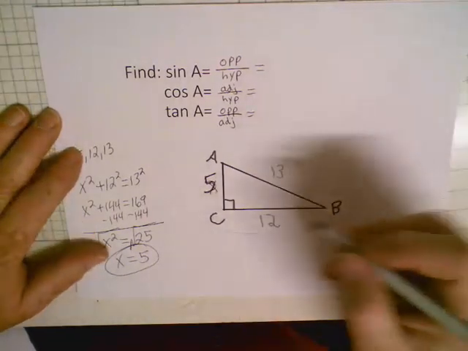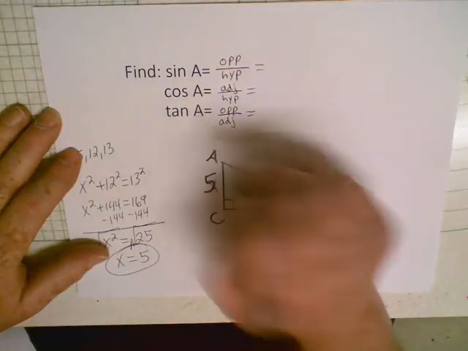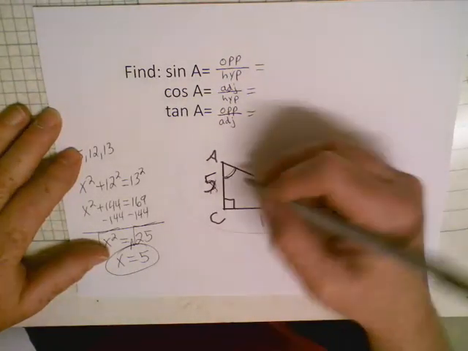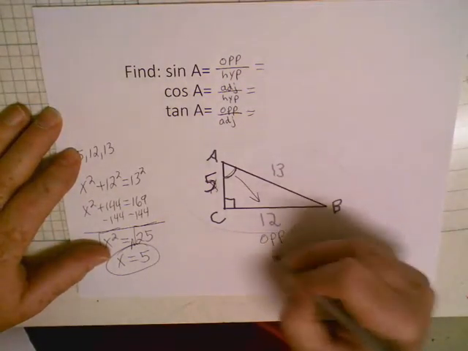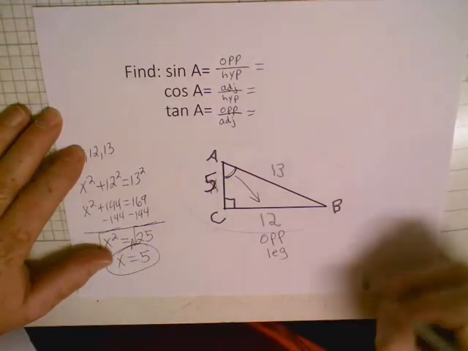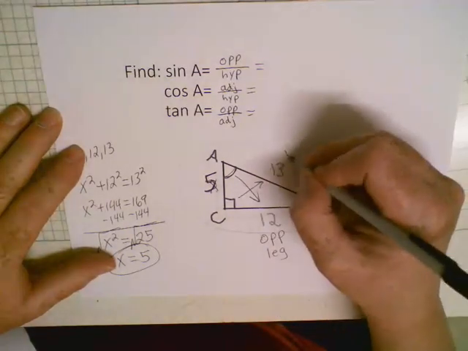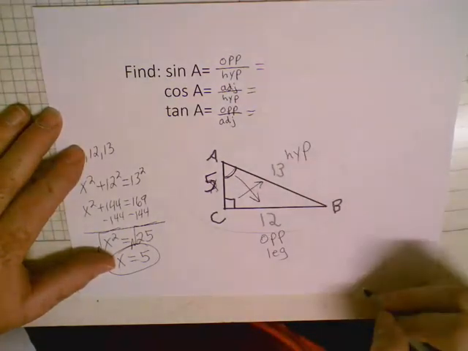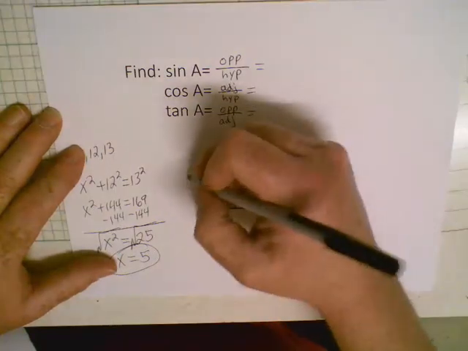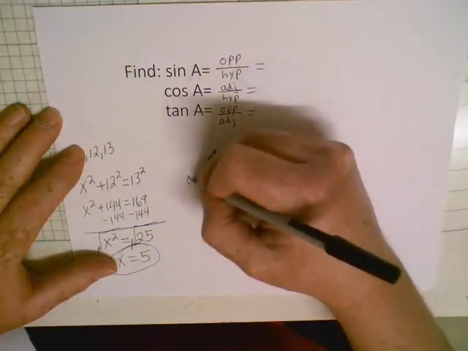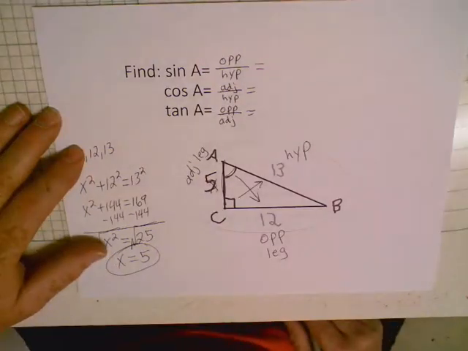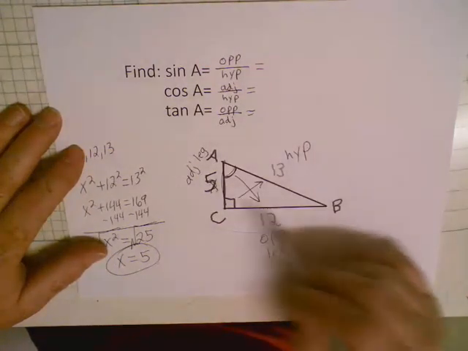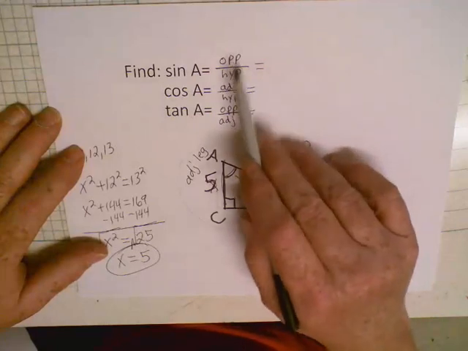So first thing I'm going to do, if I'm dealing with angle A, that's this angle, I want to label this triangle. That's the opposite leg. The side across from the right angle is the hypotenuse. And then the other side that's hooked to angle A is the adjacent leg. And then all you're going to do is take the numbers and put them in these ratios for each one of these.